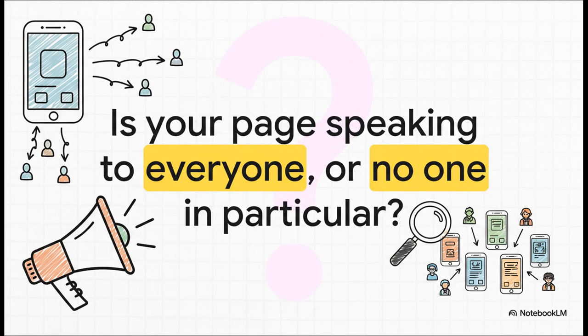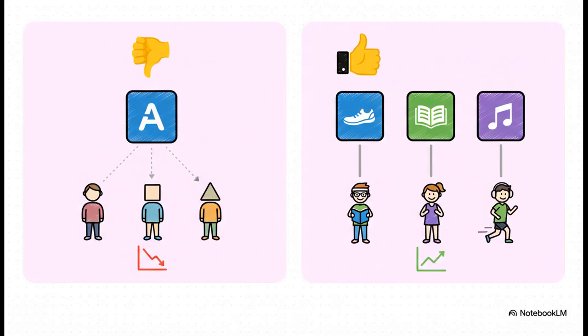Your app is amazing, right? But is its front door, that store page, just shouting one generic message to millions of completely different people? Is it talking to everyone, or is it actually talking to no one? And this right here really breaks it down.